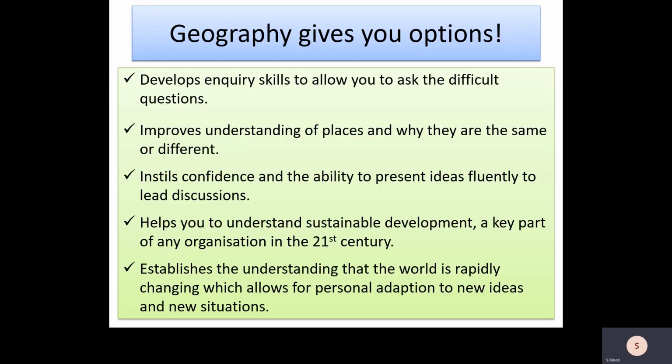On top of that, we've got the idea that geography gives you plenty of options, as you can see on this slide. It obviously develops your inquiry skills. It helps you understand places in a different way and instills confidence in you. It helps you understand the idea of key ideas for probably future careers like sustainable development, the idea of anything to do with the environment. It also helps you establish an understanding that the world is rapidly changing, as we say. The idea of understanding these kind of contemporary issues in society are really important to doing well at geography at this level.